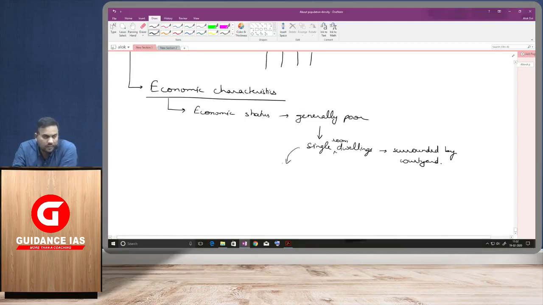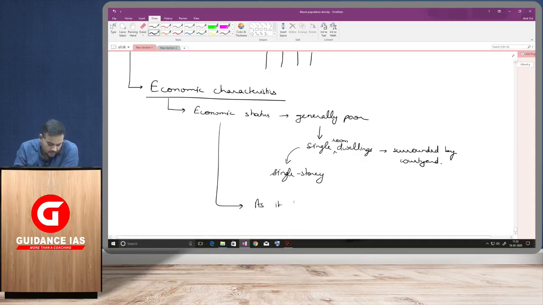And these single room dwellings would also be single story houses made up of locally available material. It is again function of what? It is again function of the economic status of the people, which is generally poor. In recent times, as the economic status has changed, what has happened with the nature of the houses? They are becoming more urban type.